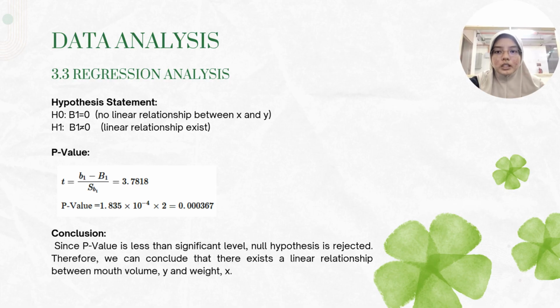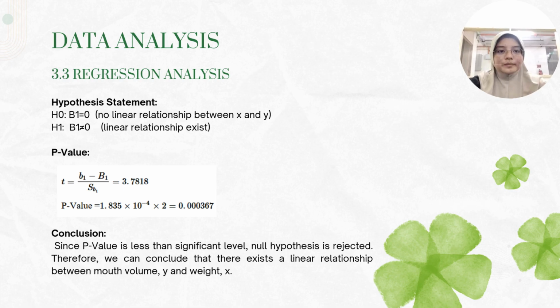Then we calculate the t-test and got 3.7818, and the p-value using R we got 0.000367. So the conclusion is since the p-value is less than the significance level, which is 0.05, the null hypothesis is rejected. Therefore, we can conclude that there exists a linear relationship between mouth volume y and weight x.